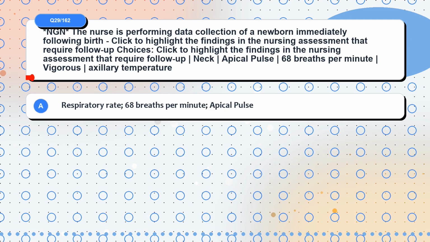Question 29. NGN: The nurse is performing data collection of a newborn immediately following birth. Click to highlight the findings in the nursing assessment that require follow-up. Choices: apical pulse 68, breaths per minute, vigorous, axillary temperature. Here are the options. Option A. Respiratory rate 68 breaths per minute, apical pulse.